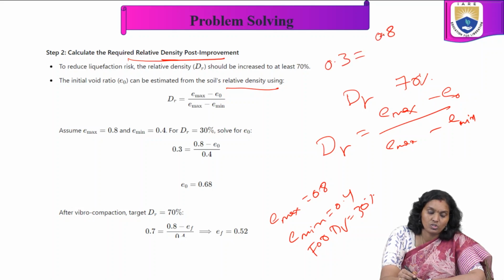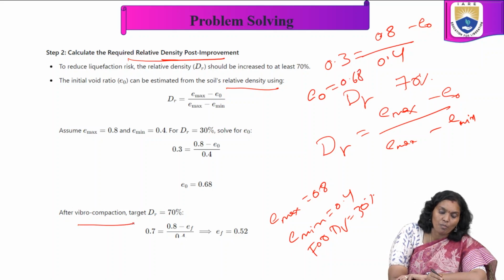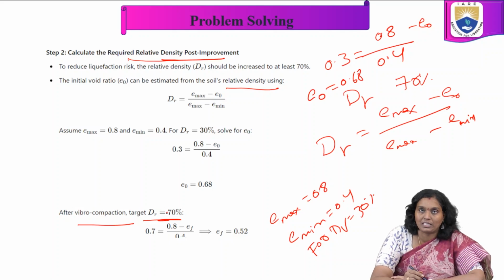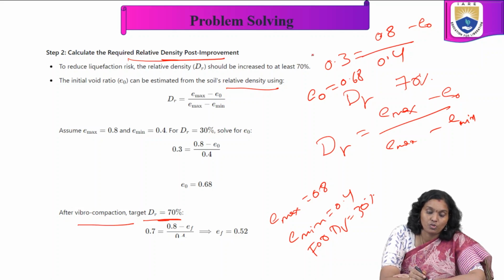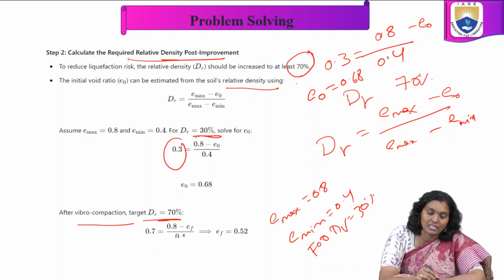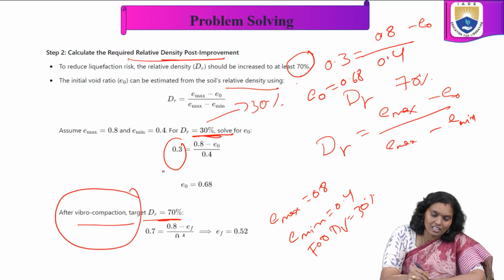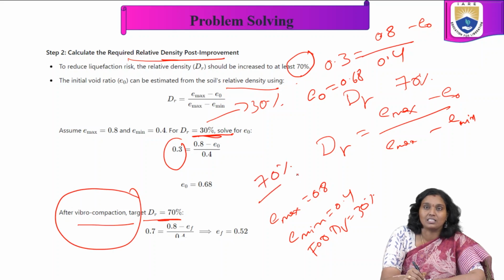So 30% is equal to 0.8 minus E naught divided by 0.4. That gives the final calculation: 0.68 is the E naught. After vibro compaction, the target is 70%. So post improvement it should be increased to at least 70%, but before doing the technique, the relative density is 30%. After reaching that, that gives the 70%.